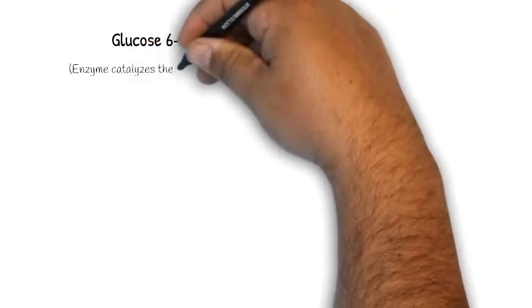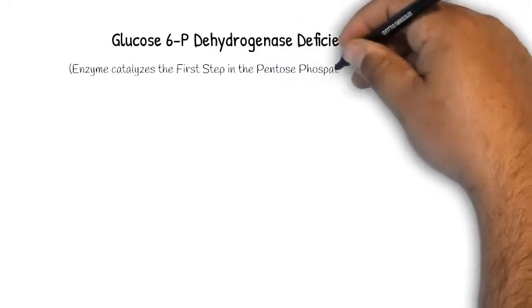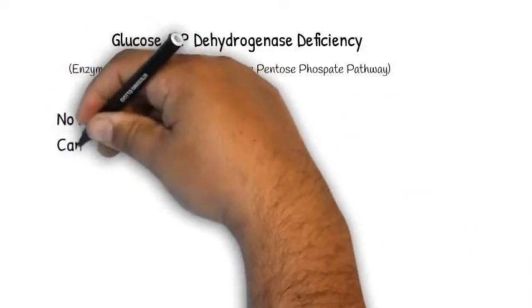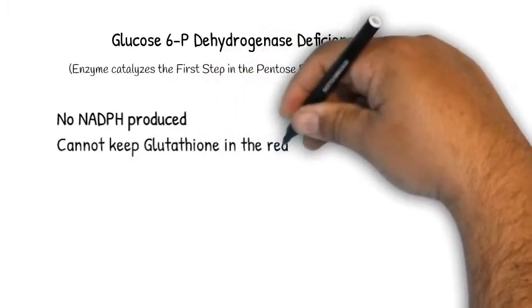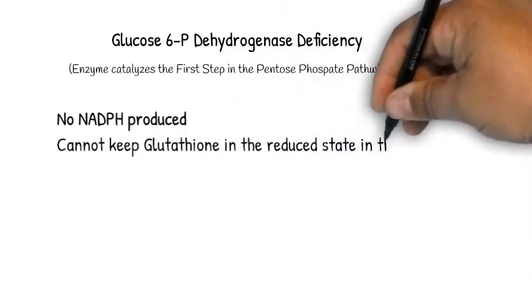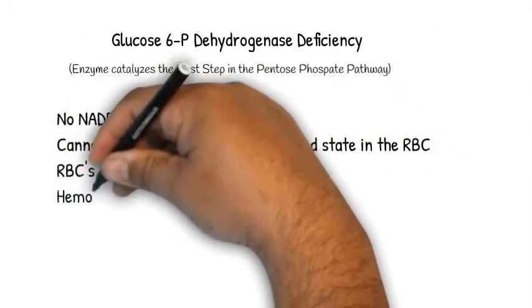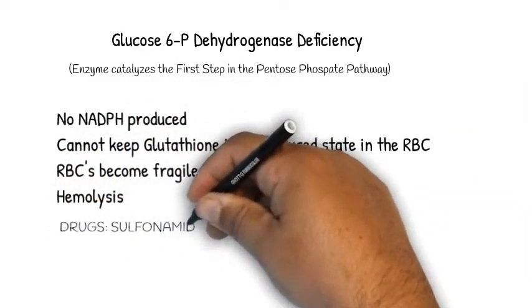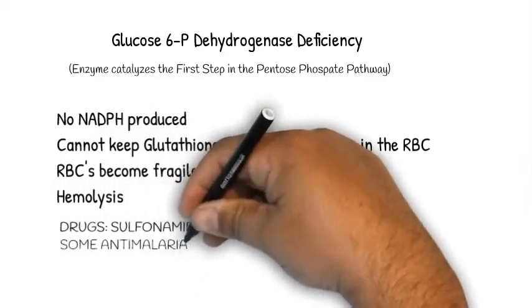So in the absence of glucose 6-phosphate dehydrogenase, there's not enough NADPH formed, and the NADPH cannot keep glutathione in the reduced state. And if that glutathione is not reduced, it makes the red blood cells fragile. This results in hemolysis and jaundice. And drugs which can precipitate deficiency of this enzyme are sulfonamides and some antimalarial drugs. So do remember this, it's pretty high yield.